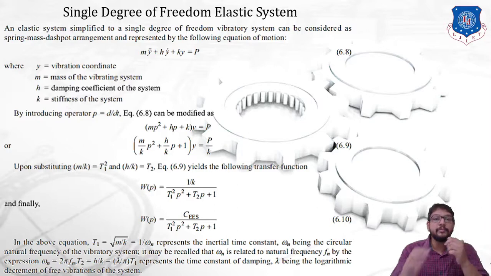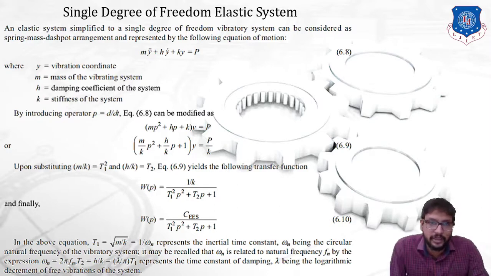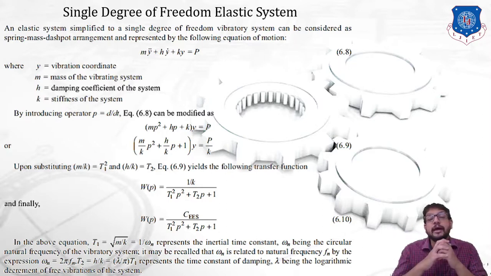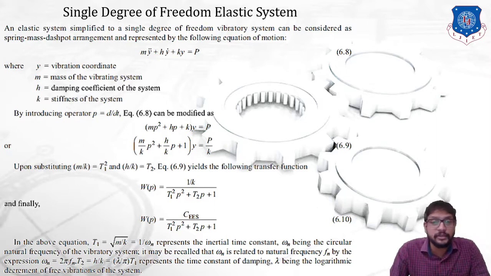So first is a single degree of freedom elastic system. An elastic system simplified to a single degree of freedom vibratory system can be considered as a spring mass dashpot arrangement and represented by the following equation, which you have studied in your subject dynamics of machinery, right? A vibratory system consists of three main elements: spring, mass, and damper, that is dashpot. So according to that, the equation will become m d2y by dt square plus h dy by dt plus ky is equal to p. We know this equation, we are very much familiar with how we obtained it in our subject of mechanical vibrations in dynamics of machinery.